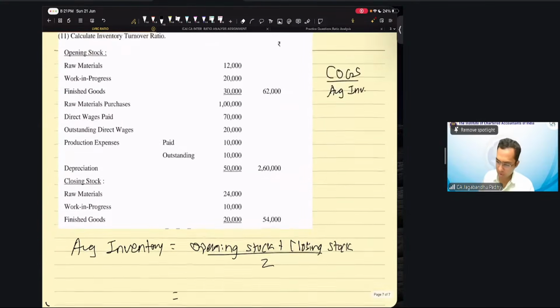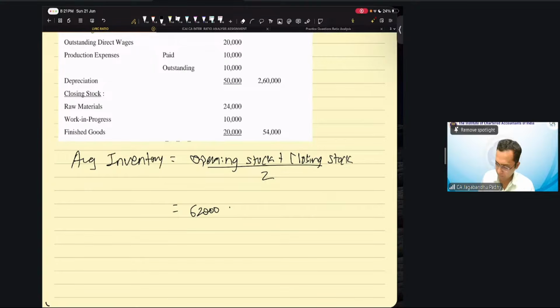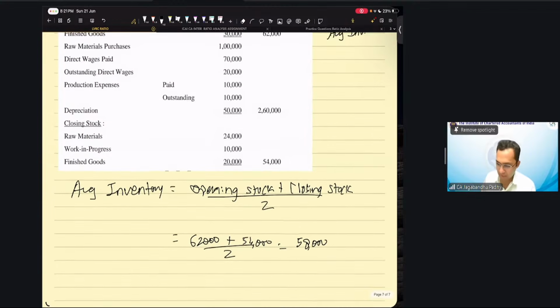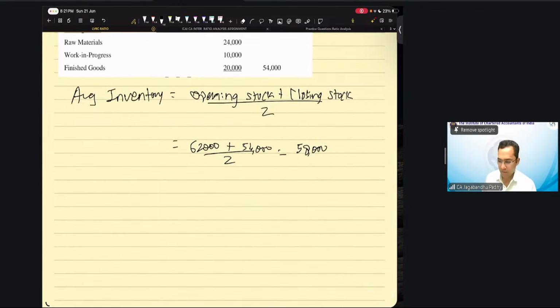So opening stock is 62,000 plus closing stock is 54,000, divided by 2. So average stock is how much? 62,000 plus 54,000 divided by 2, which is 58,000. So average inventory is 58,000. Now, after average inventory calculated at 58,000, I need to get the COGS number.